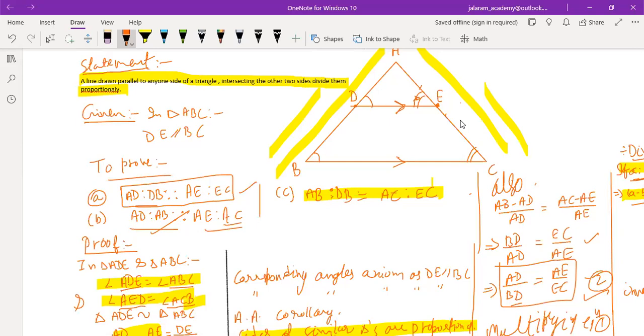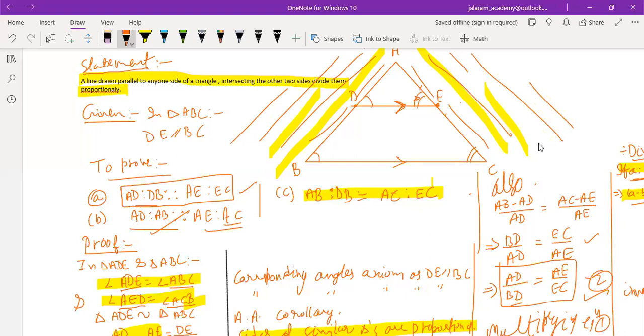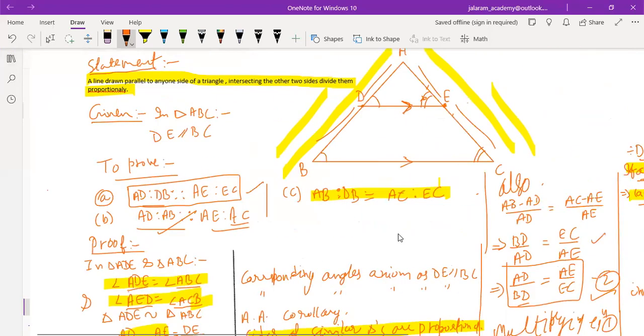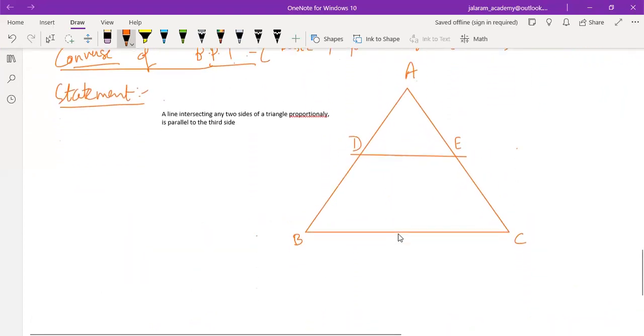And we have proved it also that if DE is drawn parallel to BC, it means AD upon DB equals AE upon EC. And not only this, but AB upon AD equals AC upon AE. And one more form is AB upon DB equals AC upon EC. So all these are the forms of the basic proportionality theorem, which we have studied in the previous session. So let's now discuss the converse of the basic proportionality theorem.